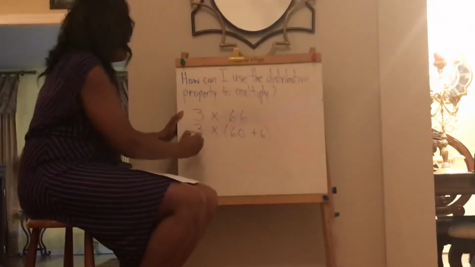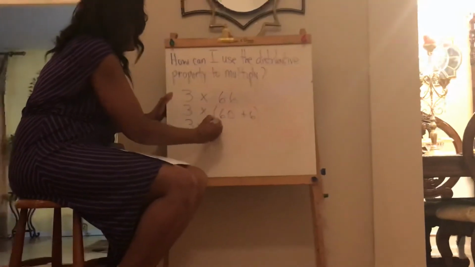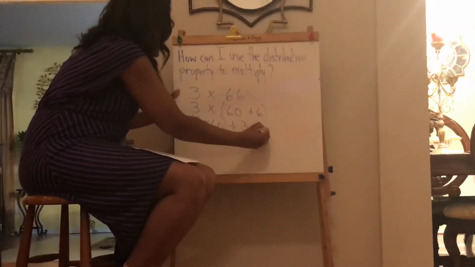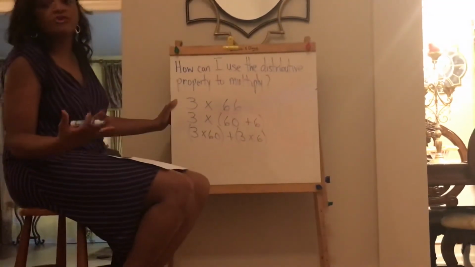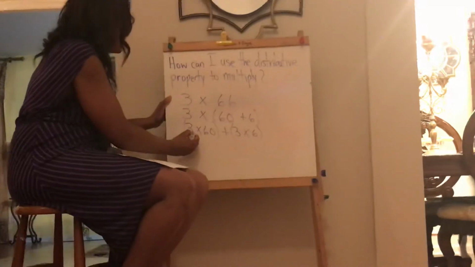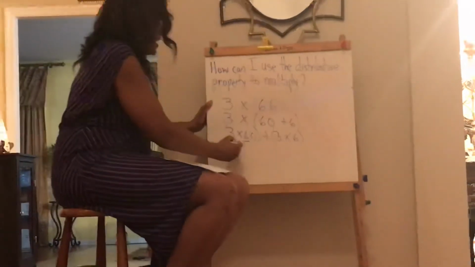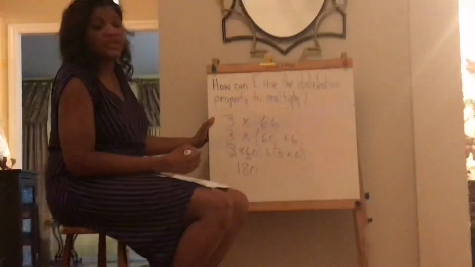Now using the distributive property, we will multiply 3 times 60 plus 3 times 6. 3 times 60 is easier because it's a multiple of 10. So when we have multiples of 10, we know we can just multiply 3 times 6, which is 18, and then add the 0. So now we have 180.